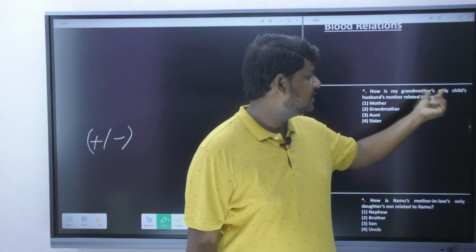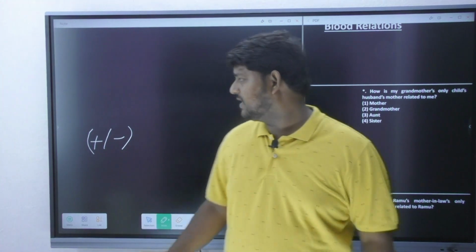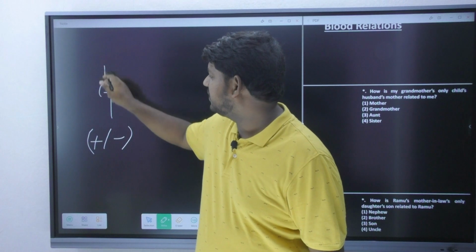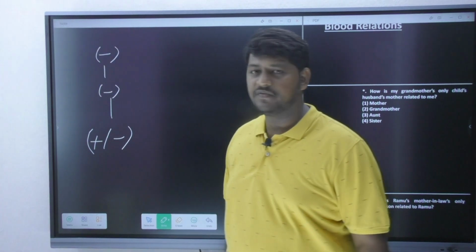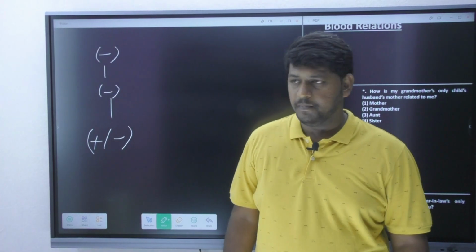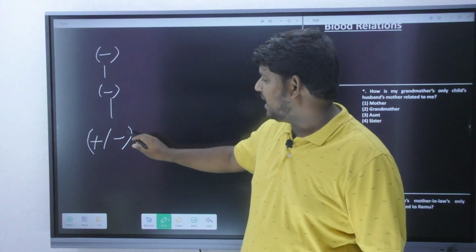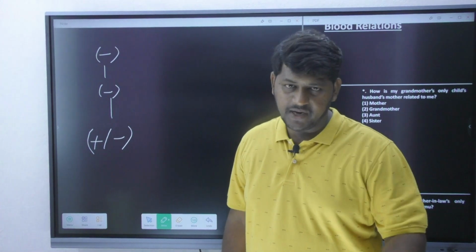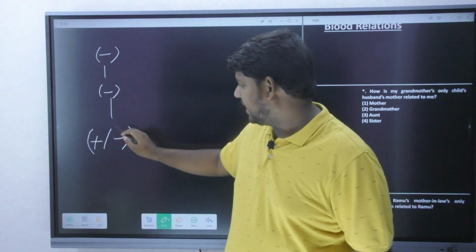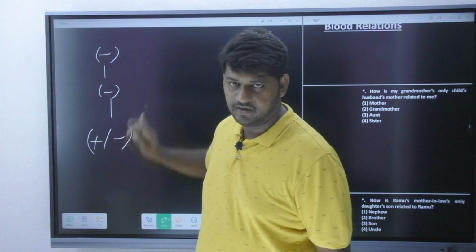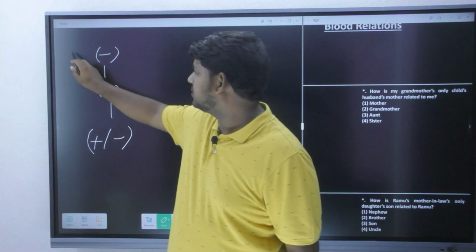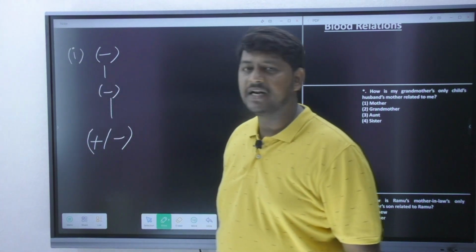My grandmother's only child. Again, please remember, my grandmother. I am going with the one possibility, that is from the maternal side. Okay, please do understand here. My grandmother's only child is going to be what? My mother only. Correct? I am going with the possibility case number 1. It is based on what? Possibility case number 1 from the maternal side.